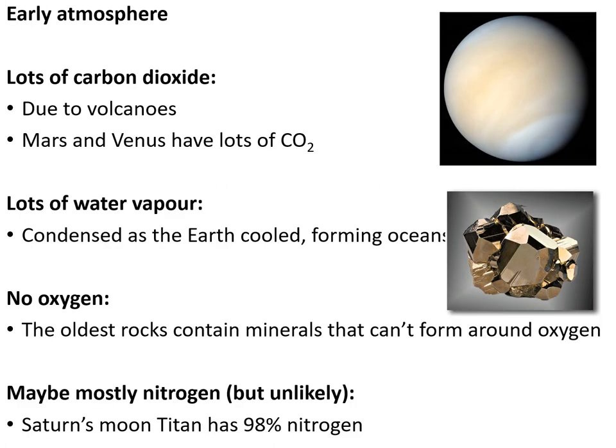The early atmosphere. The modern atmosphere is 78% nitrogen, 21% oxygen, and a few other bits and pieces. But it was very different in the Earth's early history. We're talking 4 billion years ago. First of all, we think it was mostly carbon dioxide. And we think that for two reasons. Firstly, because volcanoes nowadays produce large amounts of carbon dioxide. And we know that back in the very early history of the Earth, there were a lot more volcanoes.